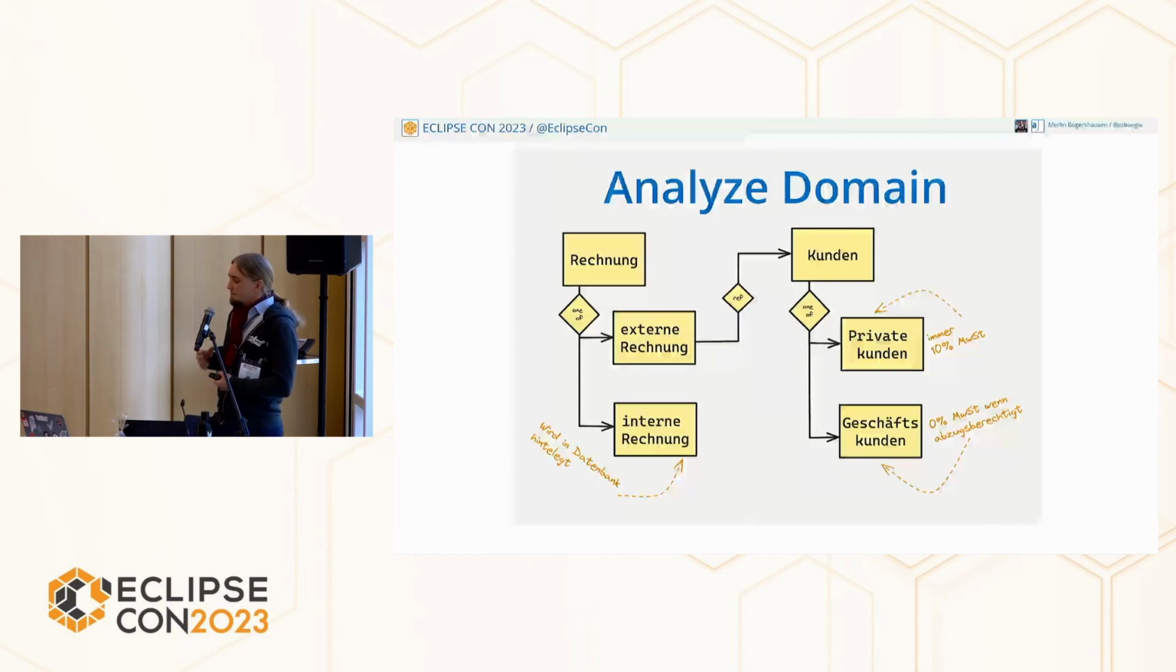So, first of all, we start like in every project. We analyze the domain just to get you started. We talk to our customer, and they say, okay, we have something like Rechnung und Kunde. It's very easy, our invoice system. Okay, we model it like that. So you have a Rechnung, and then you send your Rechnung to a Kunde.